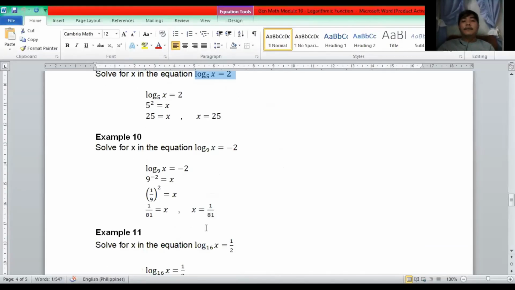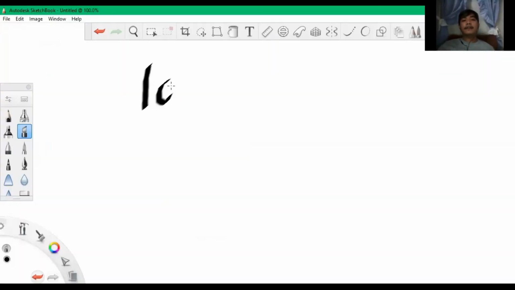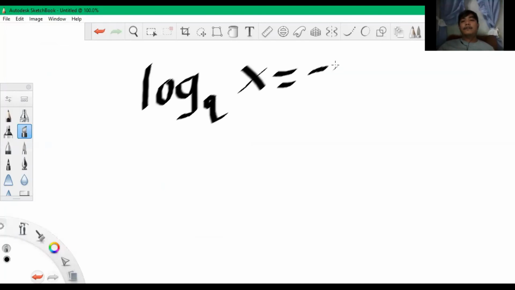Okay? Now, again, we have to proceed to our next example. So this is quite easy compared doon sa mga naunang missing parts, like, pag magsasolve tayo ng exponent and the base part of the logarithm. So ito, direktang solve agad tayo. So we have example number 10. So we have the logarithm of x to the base 9 is equal to negative 2.